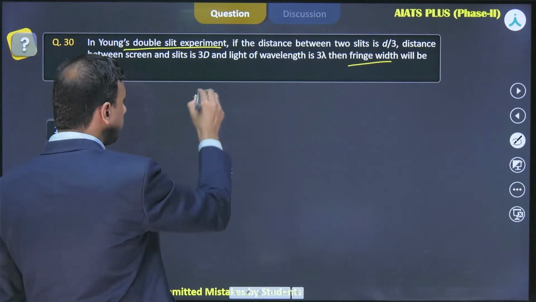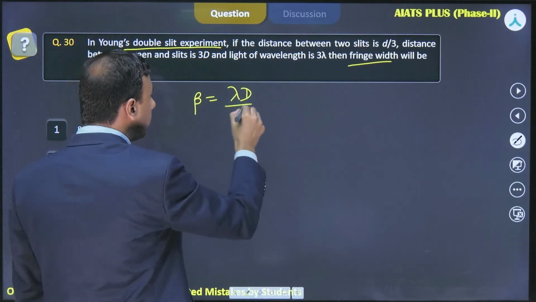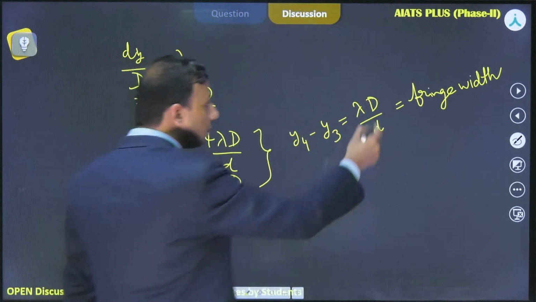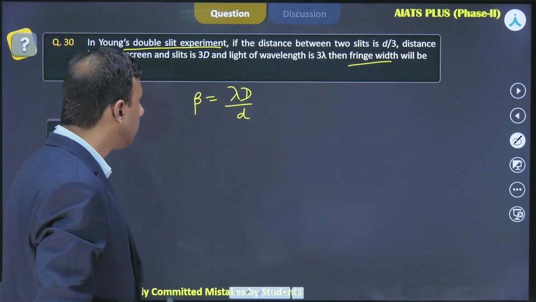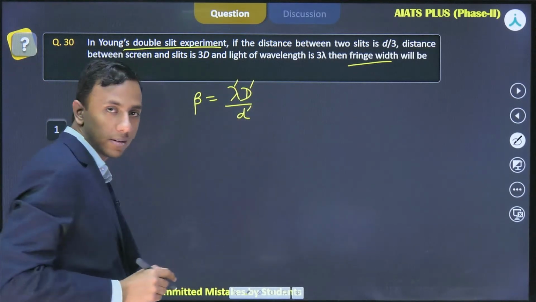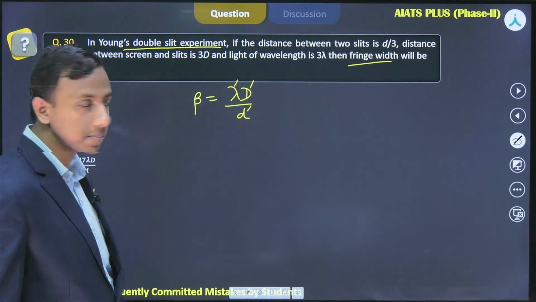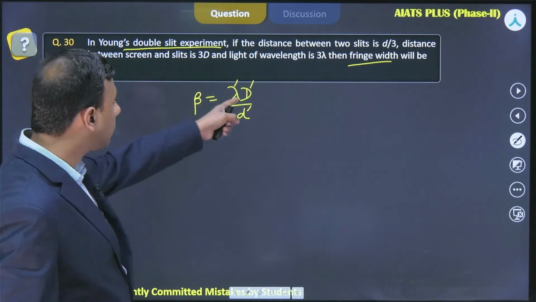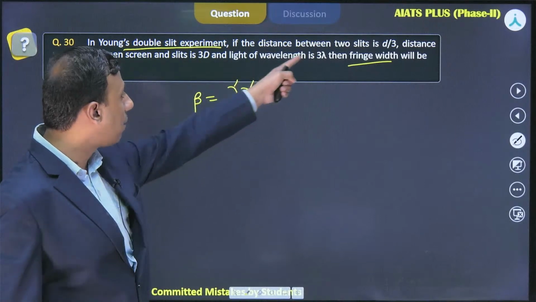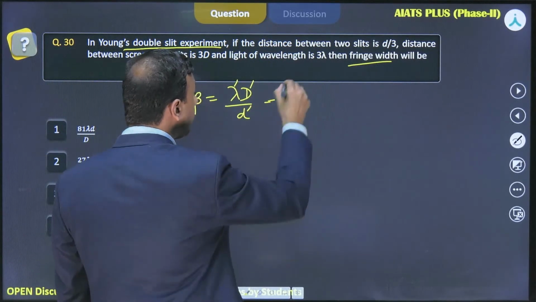Right? Fringe width we denote it by beta. Fringe width is how much? Lambda D by small d, isn't it? See here, lambda D by small d. Or let me write it as lambda dash D dash by small d dash. Right? Why? Because the lambda etc. has changed, isn't it? So in place of lambda, what will you put? The new lambda is 3 lambda. Substitute over here, it becomes 3 lambda.